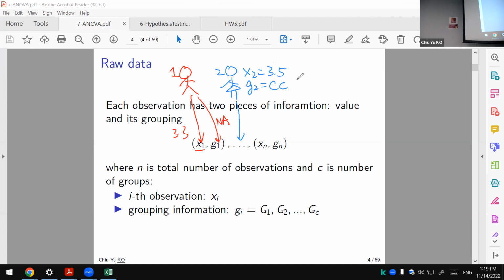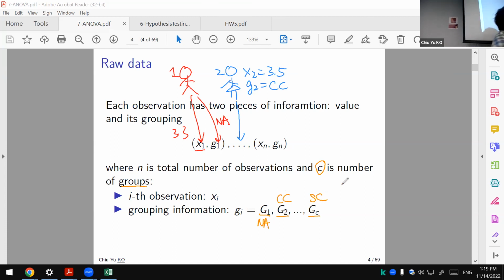And we use the notation C for the number of groups. So we have C groups. G1 is a big G I use just to characterize it generically, and group 1 can be referred to, suppose college, maybe this is college of NA, this is college of CC, and so on and so forth.